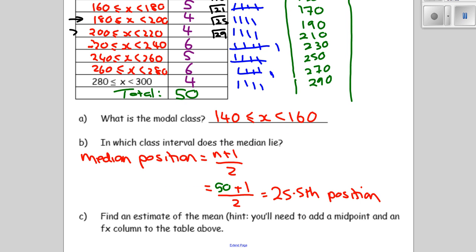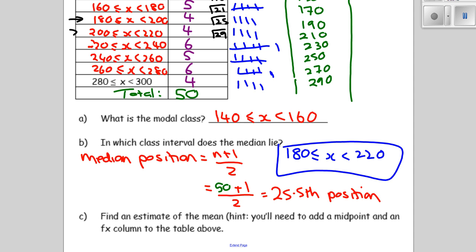So we could say, what was it again? So we could say from 180 to 220. That's one way you could write it. Or you could write the two class intervals and say that one or that one. It's always a shame when it ends up being between two class intervals.